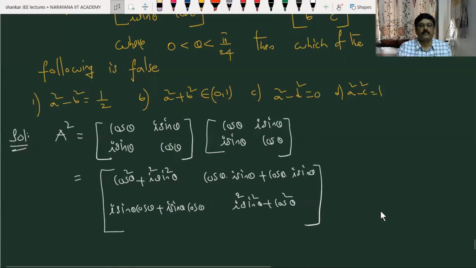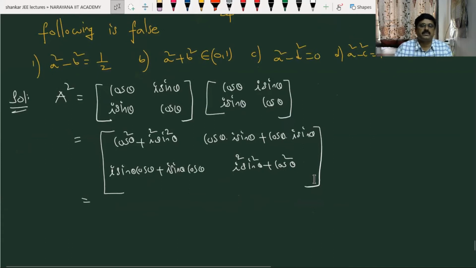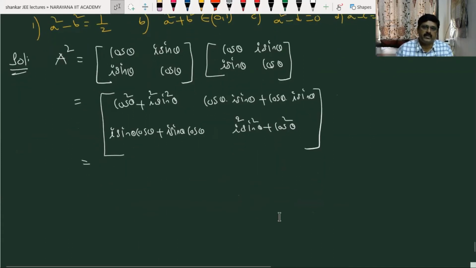So what you have? i sin theta cos theta plus i sin theta cos theta. Similarly here, what is coming there? i square sin square theta plus cos square theta. Then it will be what, students? Cos square theta, i square value minus 1, minus sin square theta. That is going to be cos 2 theta. This is i sin theta cos theta plus i sin theta cos theta. So what is coming, students? 2i sin theta cos theta means i sin 2 theta.